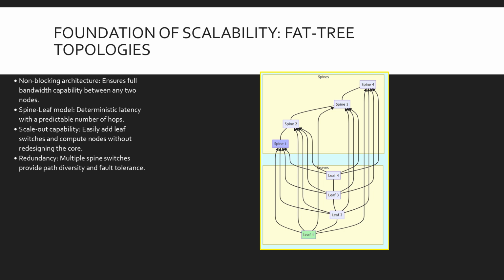Here is a classic fat tree. Notice how every green leaf switch connects to every blue spine switch. There are no links between spines or between leaves. This creates a predictable two-hop path for any server-to-server communication. If spine 1 goes offline, leaves 1 through 4 still have full connectivity via spines 2, 3, and 4. This mesh ensures that we maintain high bandwidth availability even during maintenance or failure events.